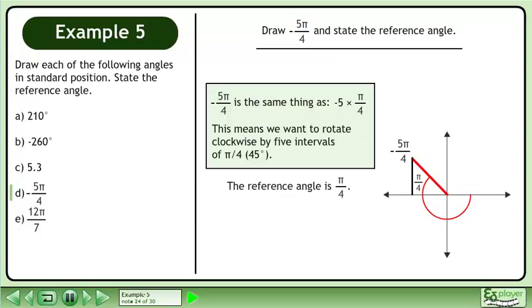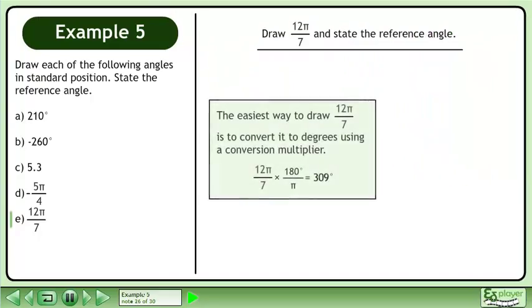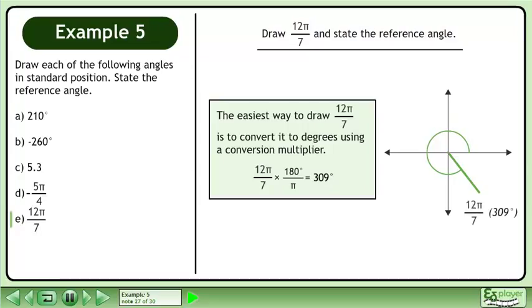In part E, draw 12 pi over 7 radians and state the reference angle. The easiest way to draw 12 pi over 7 radians is to convert it to degrees using a conversion multiplier. Multiply 12 pi over 7 by 180 degrees over pi to get 309 degrees. The animation shows the rotation of the terminal arm to 309 degrees.